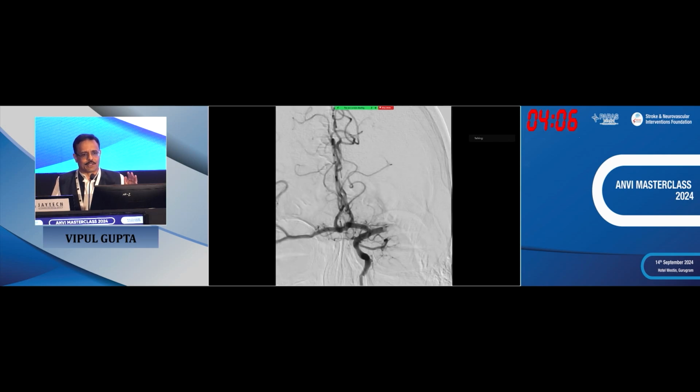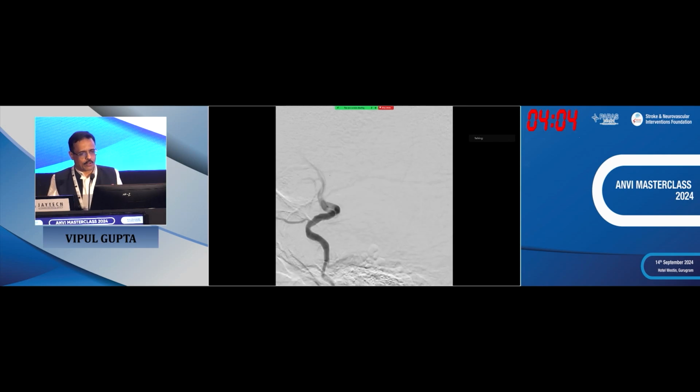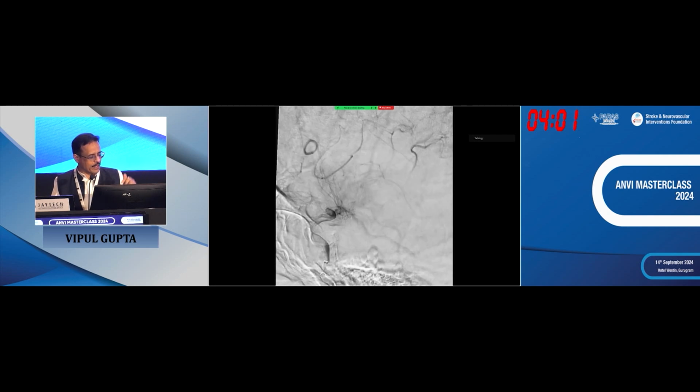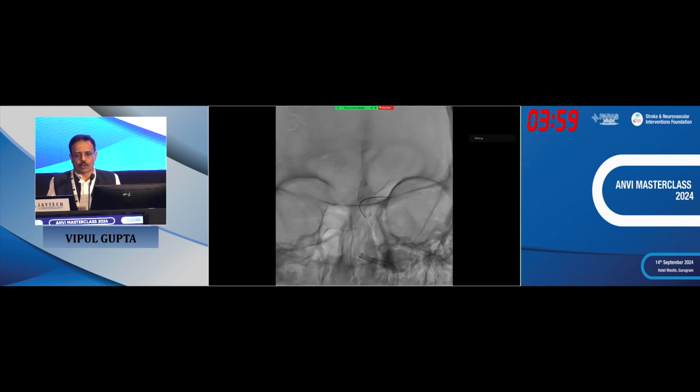I took it across in this case. Vincent mentioned we went across because I thought I'm not going to cross this lesion again and again. And then it's a standard thrombectomy technique.